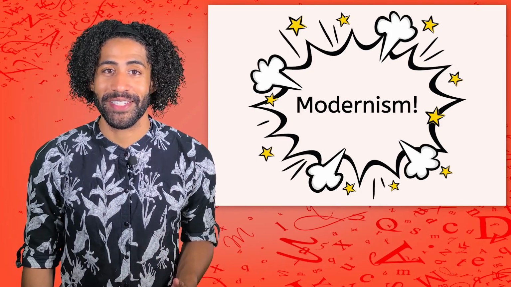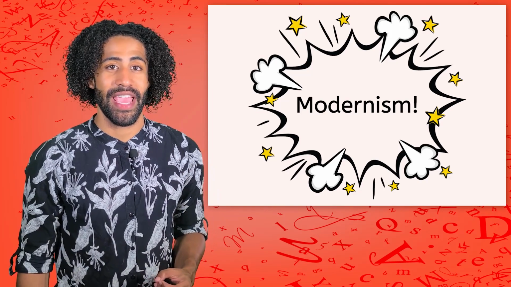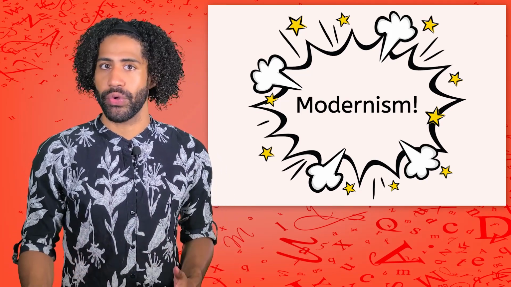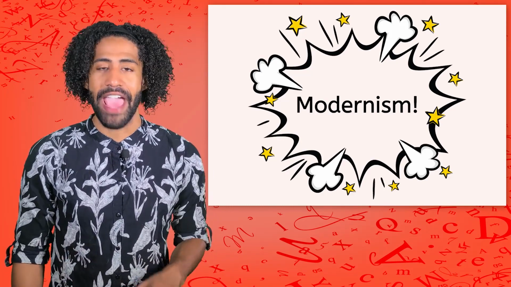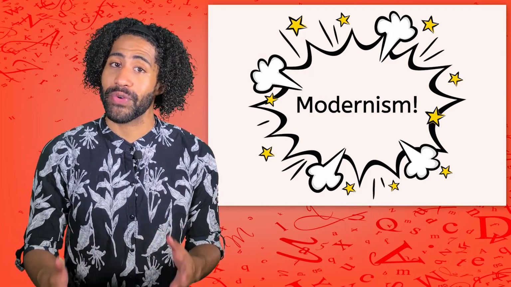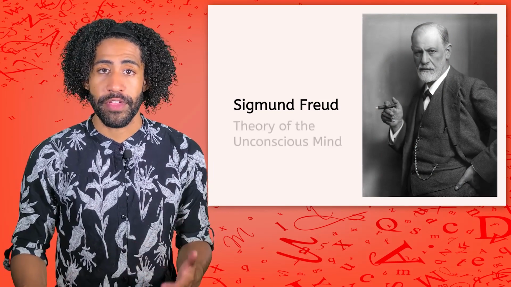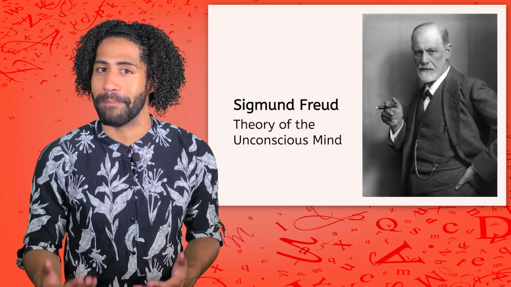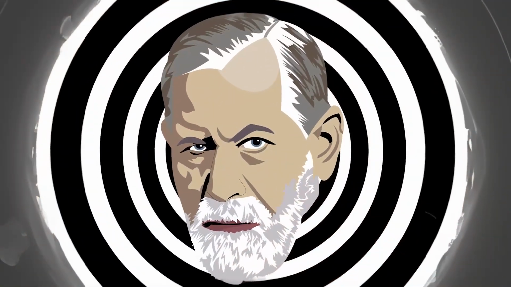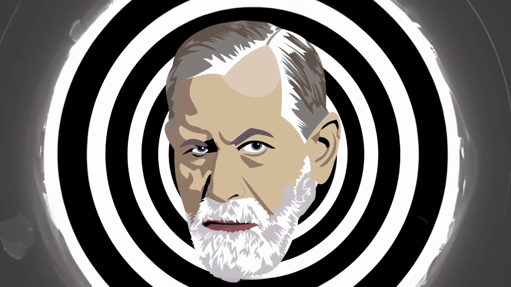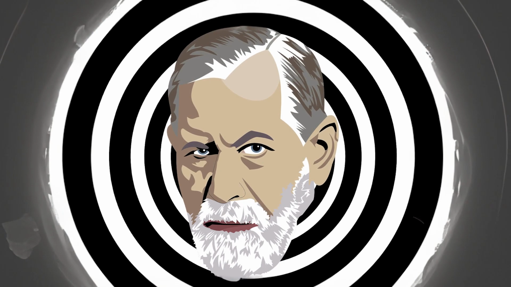Modernism burst onto the scene in the early 20th century, and it was revolutionary. Modernists challenged traditional norms and traditional structures, and they opened up new avenues for creative expression. In part, this was based on a certain psychologist named Sigmund Freud. Freud developed the theory of the unconscious mind. According to Freud, thoughts and feelings that people are not consciously aware of influence their behavior.